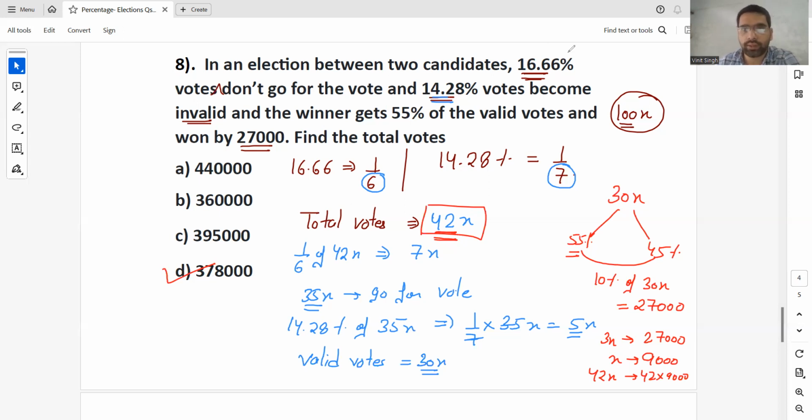Now in this case, when complicated percentages are given, like 16.66, 33.33, we can't take total votes as 100x, because if we take 100x, the solution becomes very complicated. In this case, we will take the total votes as a multiplication of the denominator values, 6 and 7. Then our calculation becomes very easy. Now the next question.